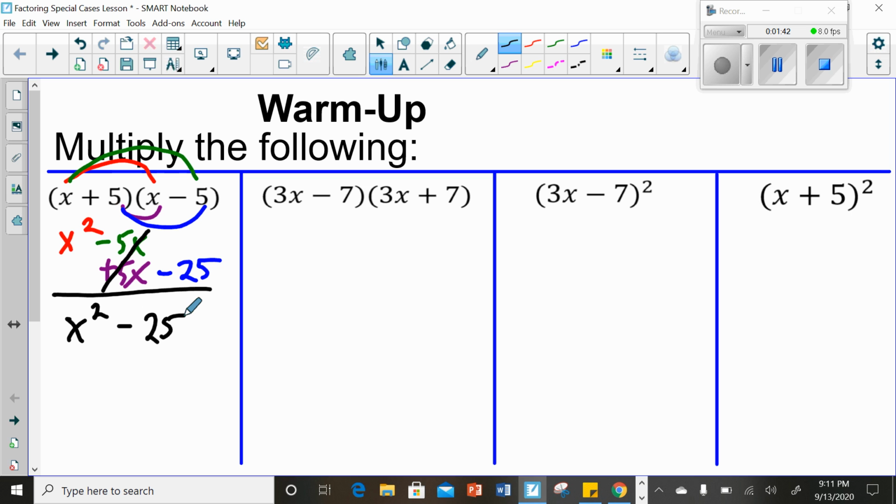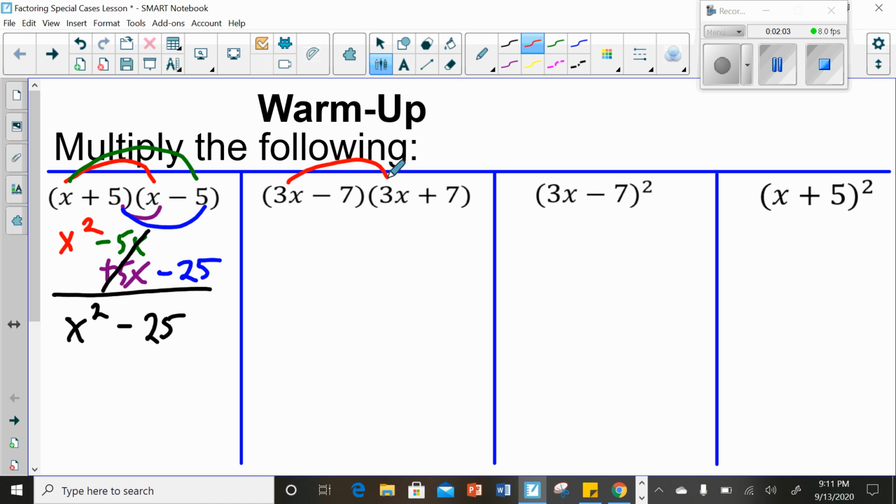And based upon what we talked about yesterday, this is the difference of two perfect squares. Notice how its factor pattern is the square root of x squared is x and x. The square root of 25 is 5 and 5, and then you have this plus minus pattern. So then this one multiplies the same way.